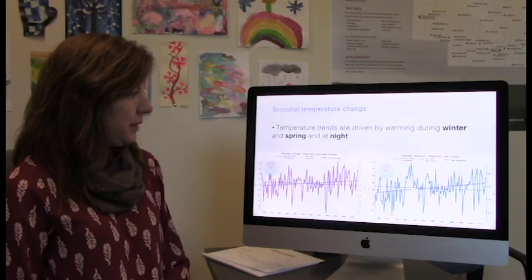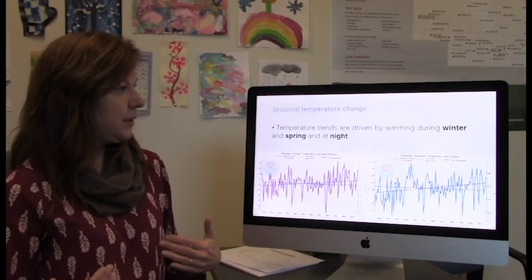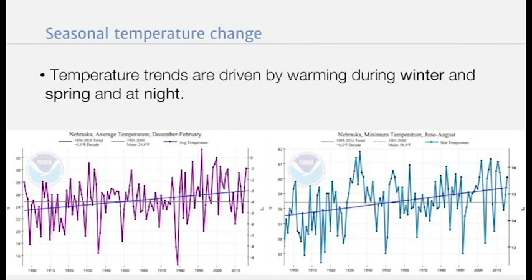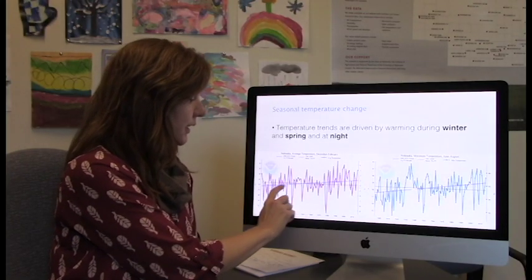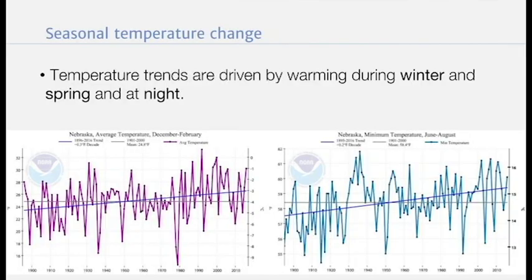A lot of the warming that we've experienced in Nebraska over the long term is driven by the colder time of year and at nighttime. The graphic on the left-hand side is showing you the winter, December, January, February average temperatures. And the graphic on the right is showing you minimum temperatures. This happens to be during summer. You can just focus on these blue trend lines, where we see the strongest rate of warming during the colder time of year and during nighttime temperatures.